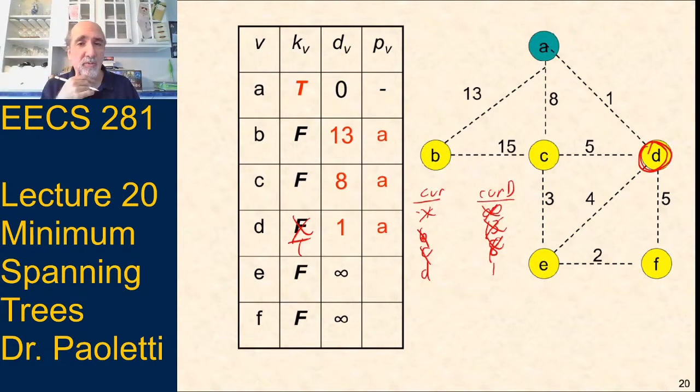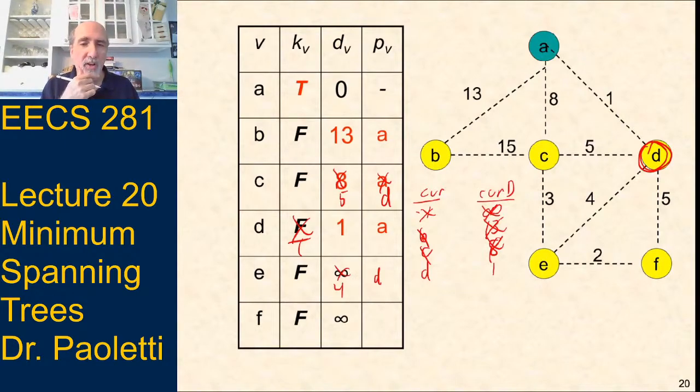All right, C. Helper, what's the distance from D to C? Helper says 5. I say 5. Hey, that's better than the 8 in the table. Let's update that 8 to be 5. I change the predecessor to what? D. So I've found a better way to get to C. What about D? It's true, can't touch it. E is false. Hey, helper, what's the distance from D to E? Helper says 4. I say, hey, 4, that's way better than infinity. 4 if I get there from D.